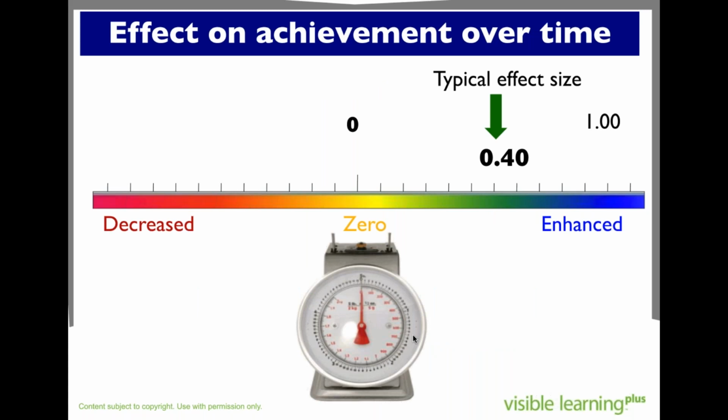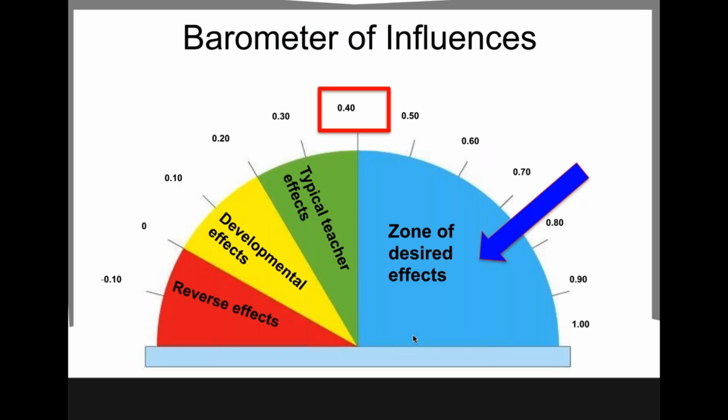So a way to think about that is 0.4 is approximately 1 year's growth in about a year's time. And anything less than 0.4 has to be considered less than average. I'm going to dig into that a little bit as we move forward.